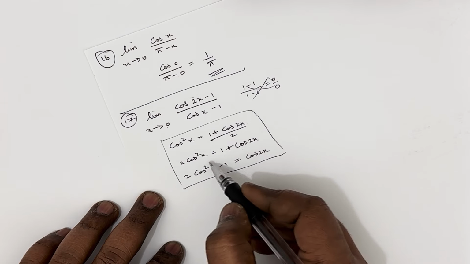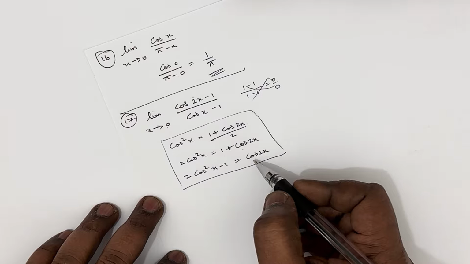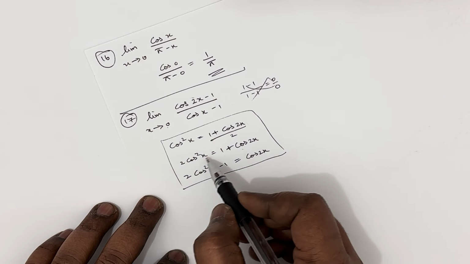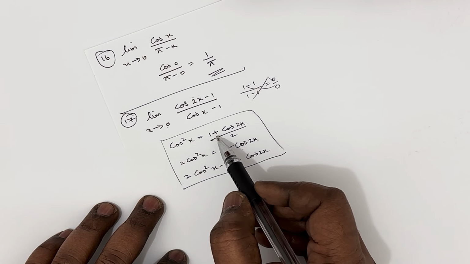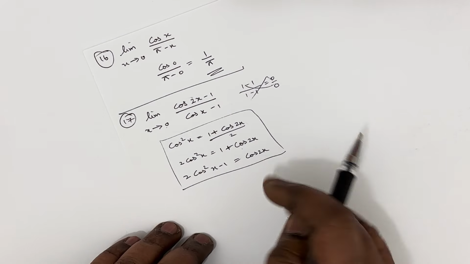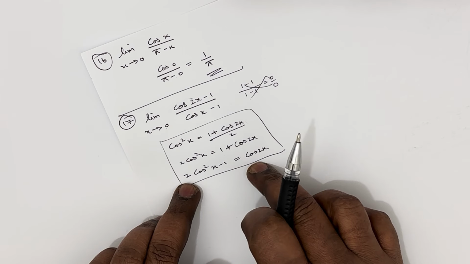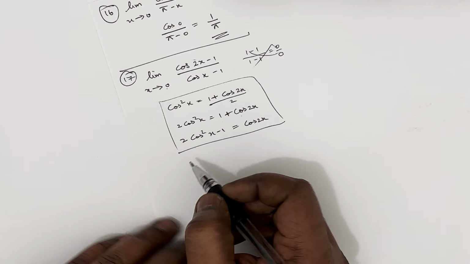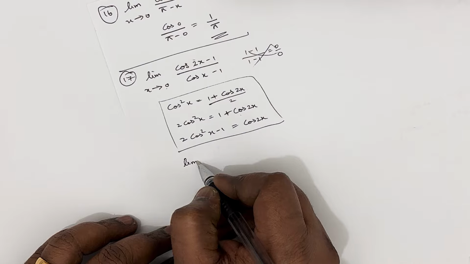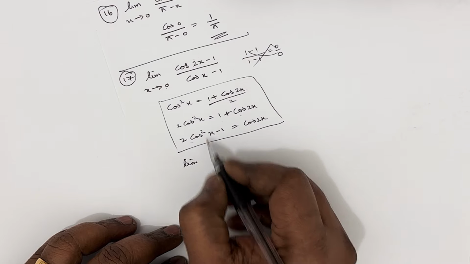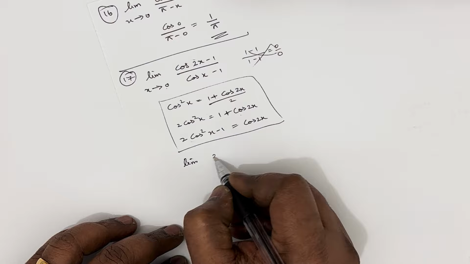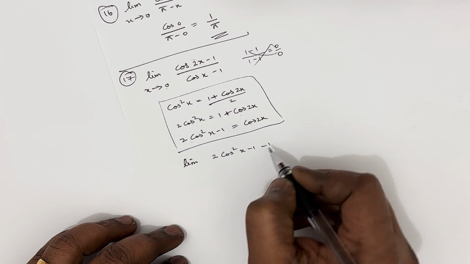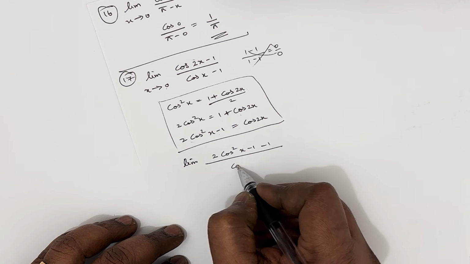You can write this in any form. Cos 2x is equal to 2 cos square x minus 1, this is one formula, or 2 cos square x is 1 plus cos 2x, or cos square x is equal to 1 plus cos 2x by 2. In any form you can write. Now here we require this form. So instead of this cos 2x, we'll write this. So it becomes limit of 2 cos square x minus 1, and this minus 1, upon cos x minus 1.